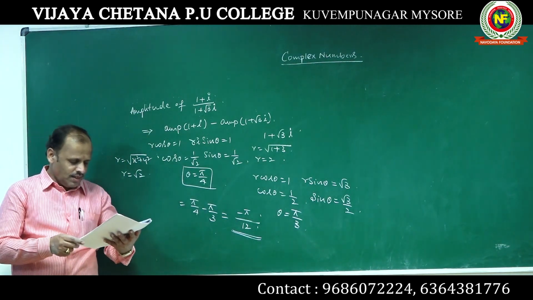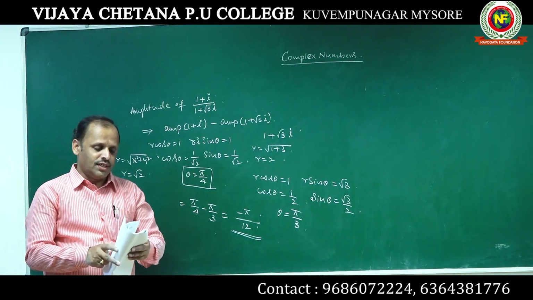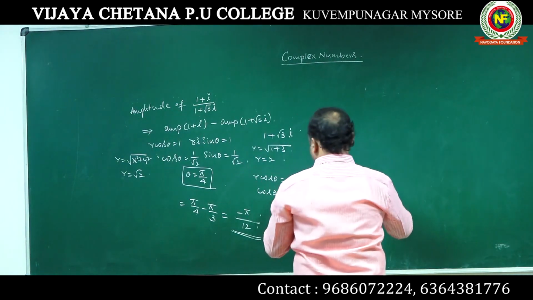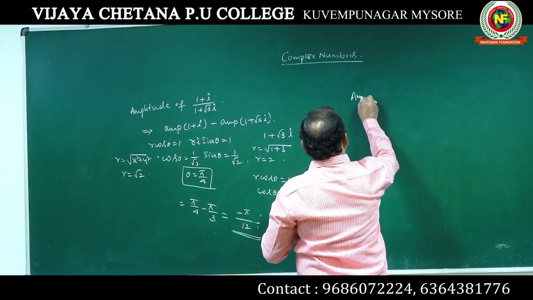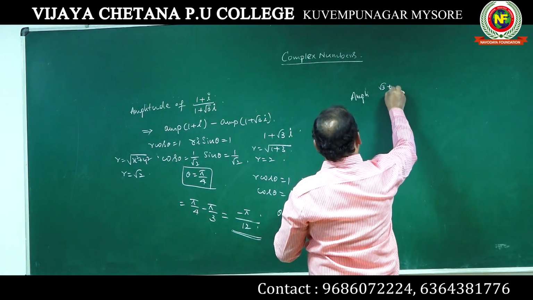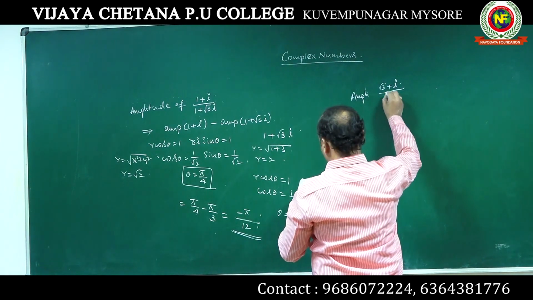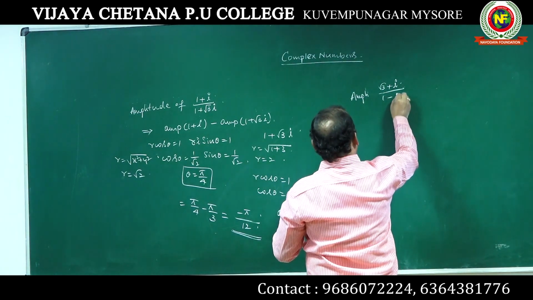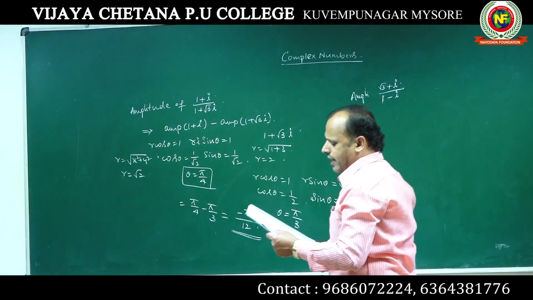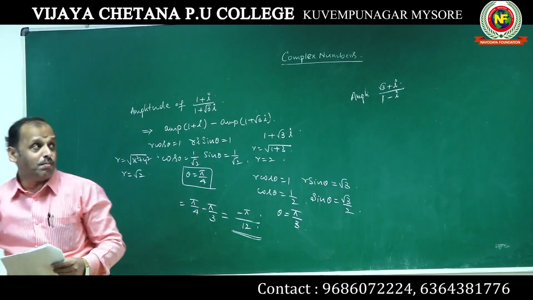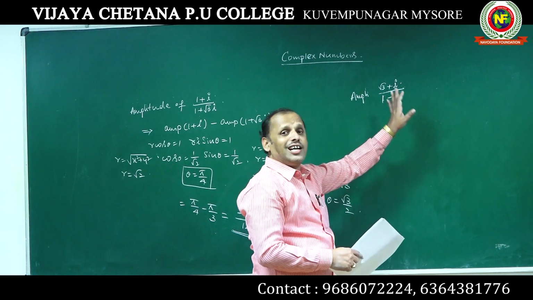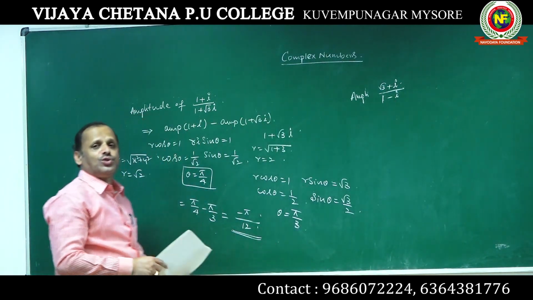Okay, this is one. Next, question number 10 also. This is the amplitude of root 3 plus i divided by 1 minus i. By using the same concept, this is also the question.